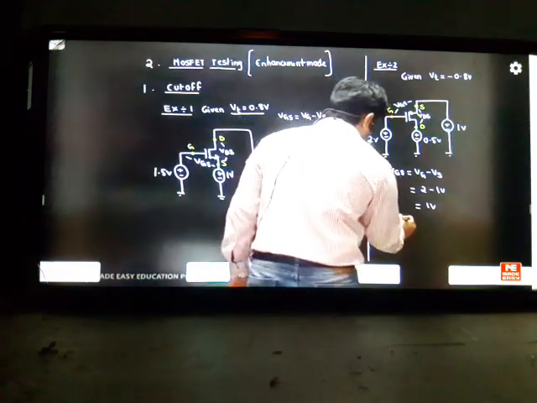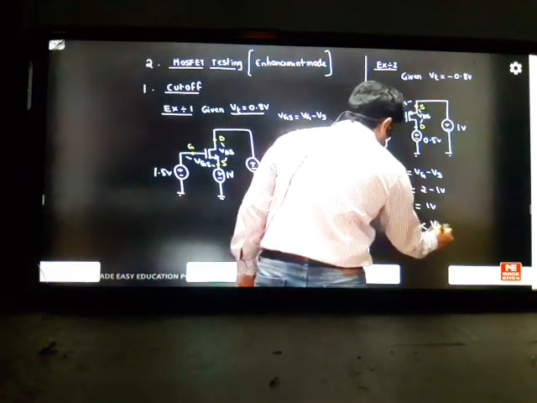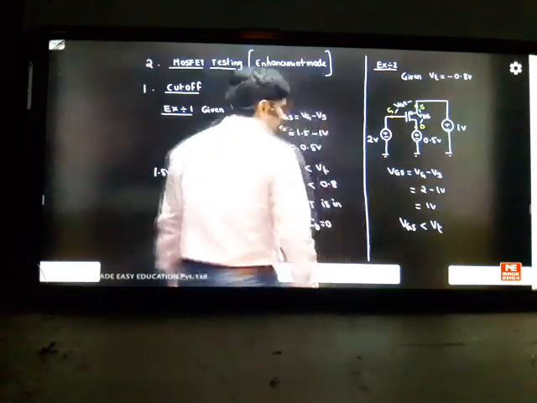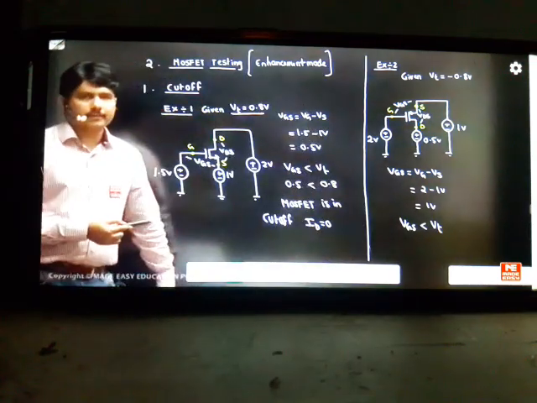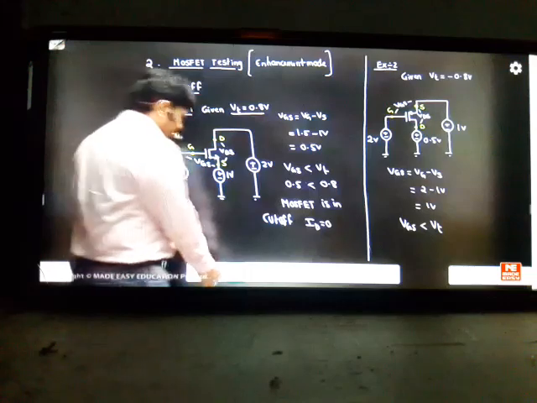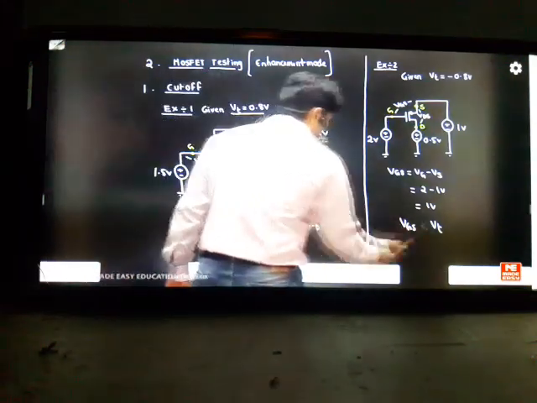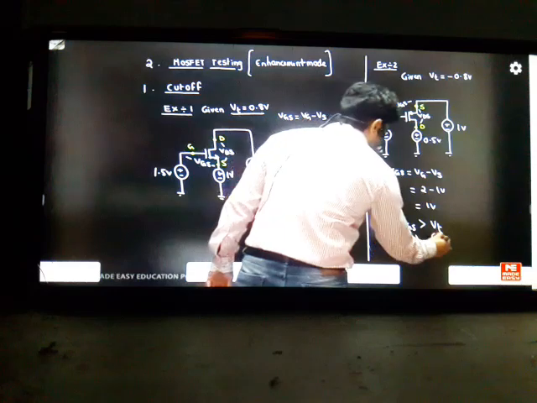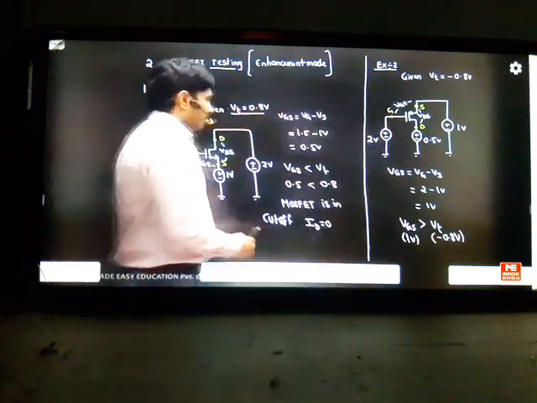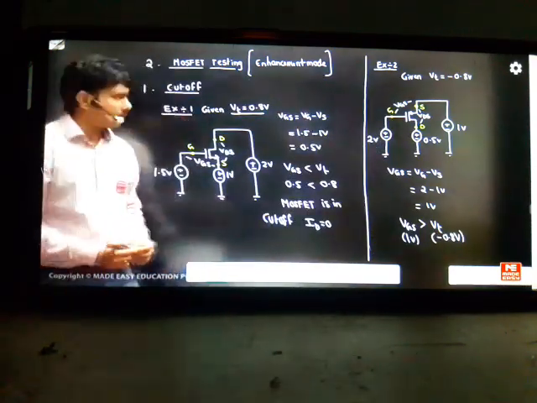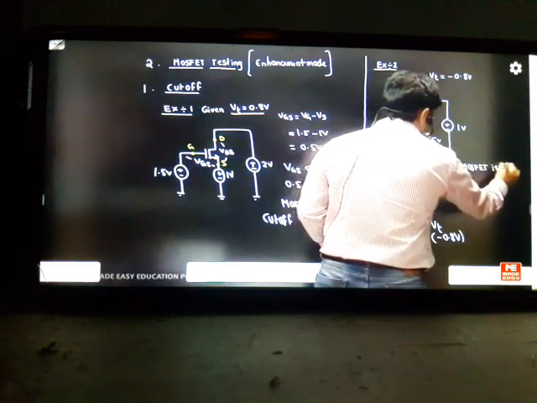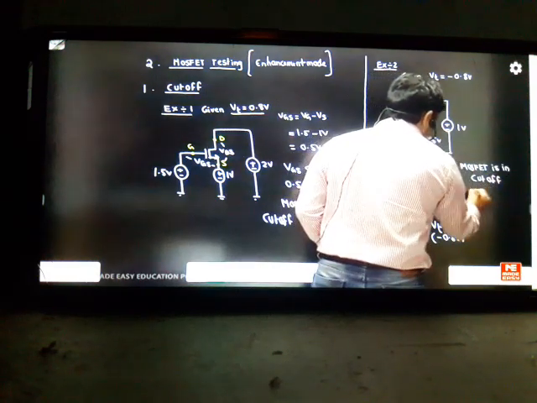But we know that if VGS is less than or equal to the threshold voltage, you will be on in the PMOS. If VGS is greater than the threshold, you will be off. Here VGS came as 1 volt, but the threshold voltage is minus 0.8, so you got a greater value. Here if less, it is on; here we got greater, so it is off. So your MOSFET is in cutoff, and ID will be 0.